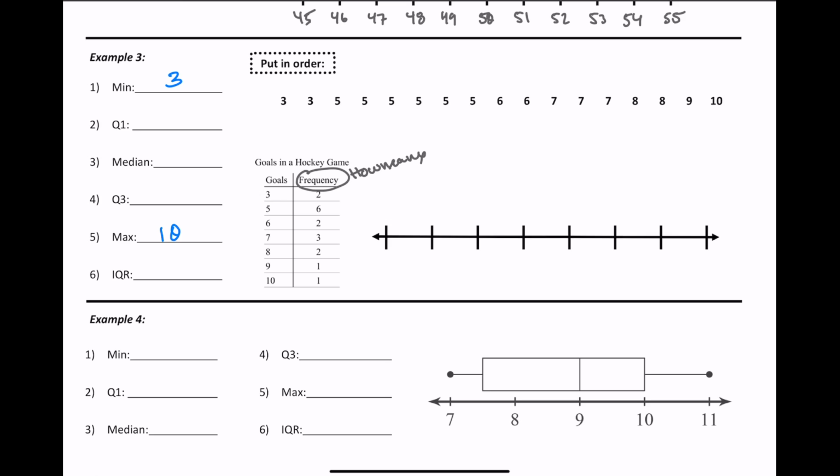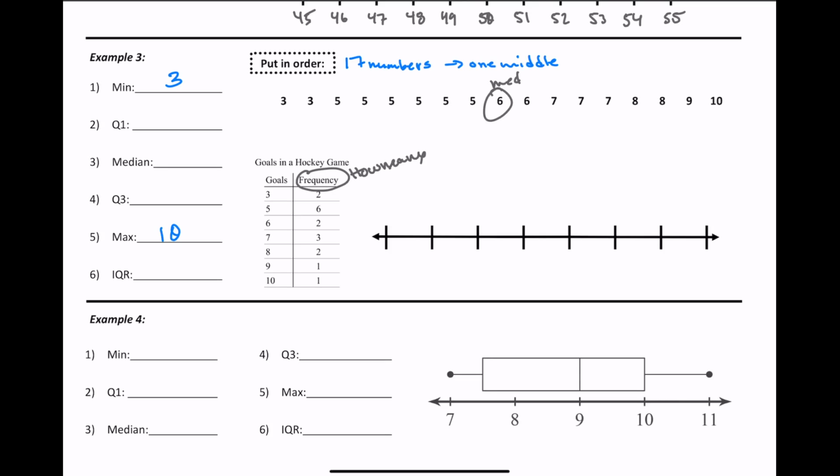So this time for our goals in a hockey game, we have 17 numbers. Well, let's write that over here. Hopefully you didn't write it in pen. So we have 17 numbers, which means we're going to have one middle. Okay, and I'm going to find it fast this time because I'm getting a little tired. So this is going to be our median.